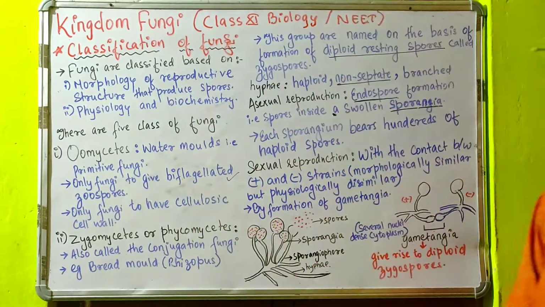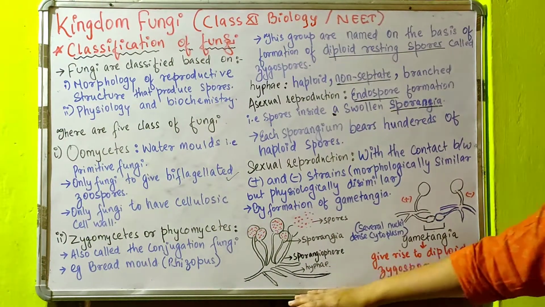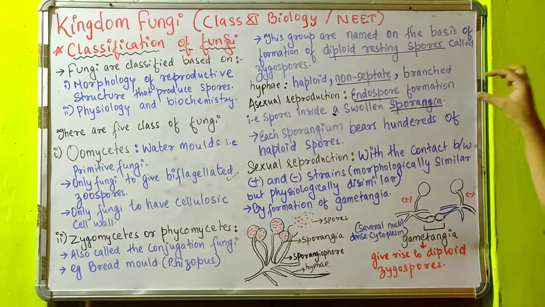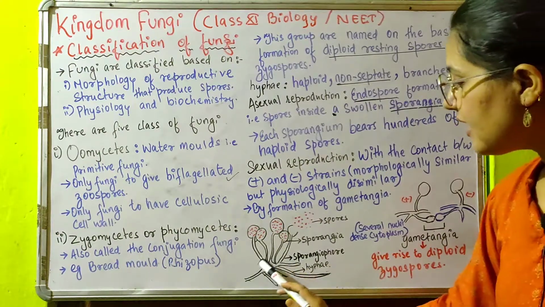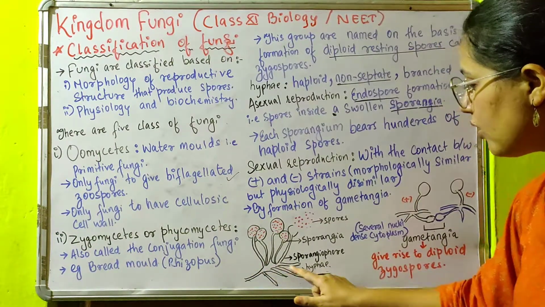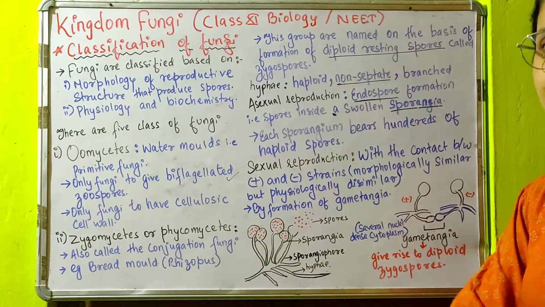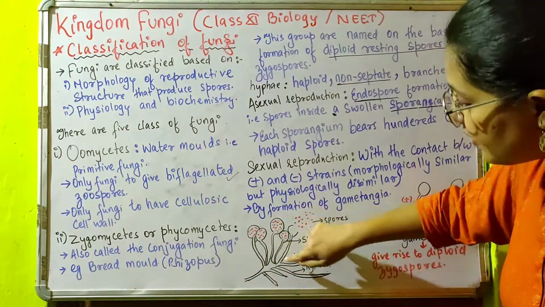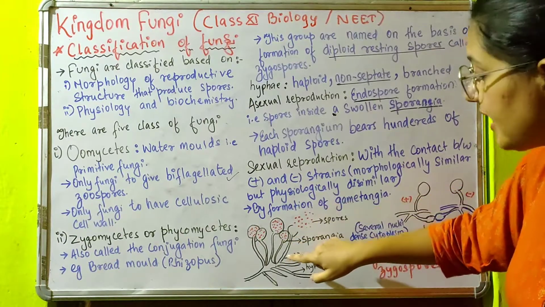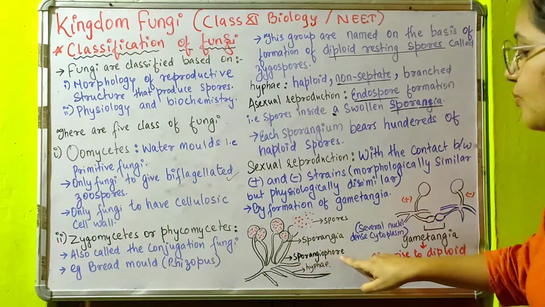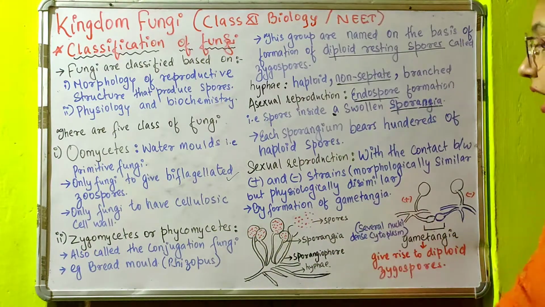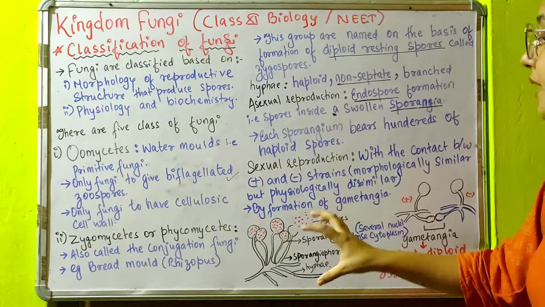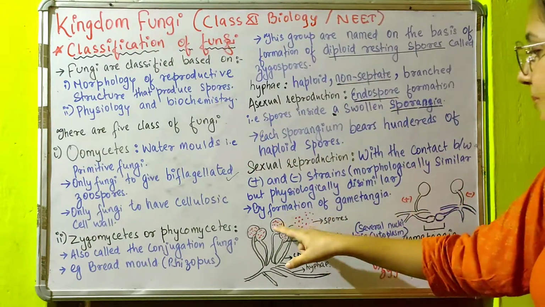Now let us come to this diagram, children. Here is a diagram in which I have drawn sporangia, sporangiophore and spores, and I'll be explaining one by one. This is the fungal hyphae, the lower root-like part. From the hyphae a vertical branch has emerged, and this vertical branch is known as the sporangiophore. Each sporangiophore bears a bulge, the sporangia.